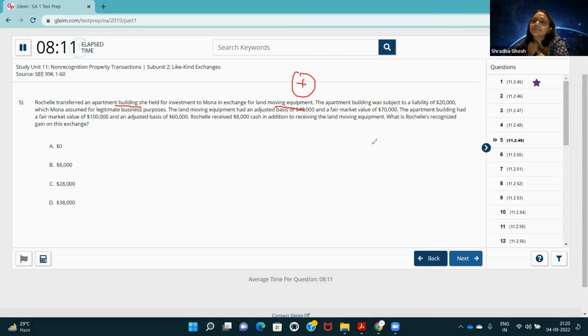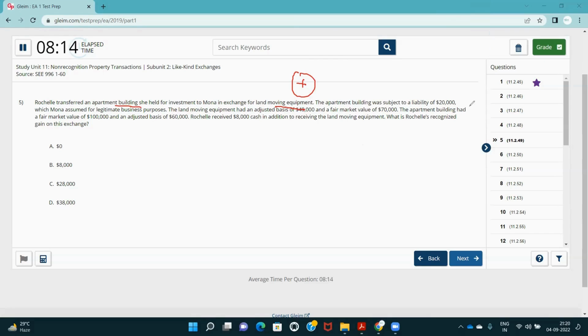Okay? Now read. The apartment building was subjected to liability of $20,000, which M assumed for legitimate business purpose. The land moving equipment had an adjusted basis of $40,000 and a fair market value of $70,000. The apartment building had a fair market value of 1 lakh and an adjusted basis of 60. R received 8,000 in cash in addition to receiving the land moving equipment.